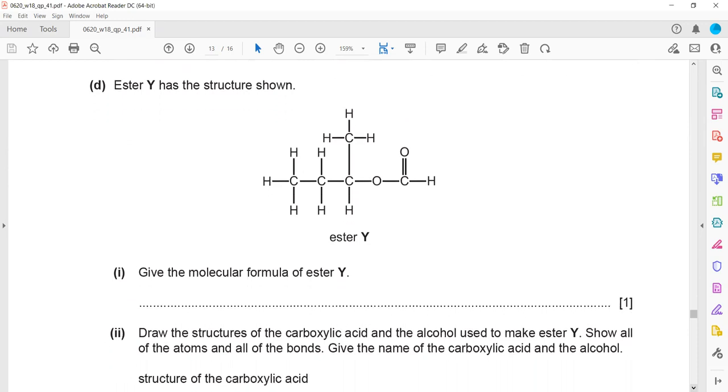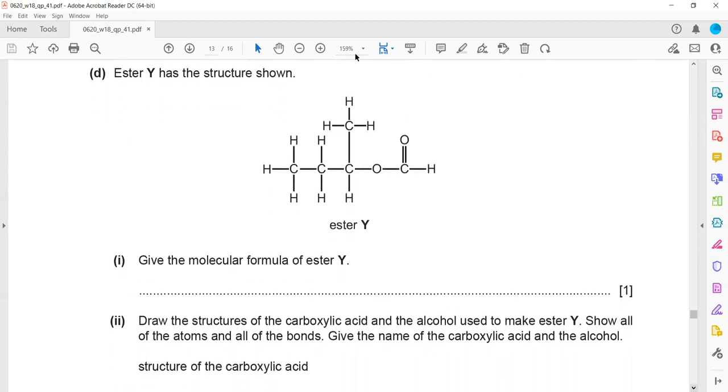The structure of ester Y is shown. Give the molecular formula of ester Y. What is the molecular formula? Molecular formula means the actual number of atoms. So 1, 2, 3, 4, and 5 carbons. So this will be C5. 1, 2, 3, 4, 5, 6, 7, 8, 9, 10, and 11 hydrogen are there.